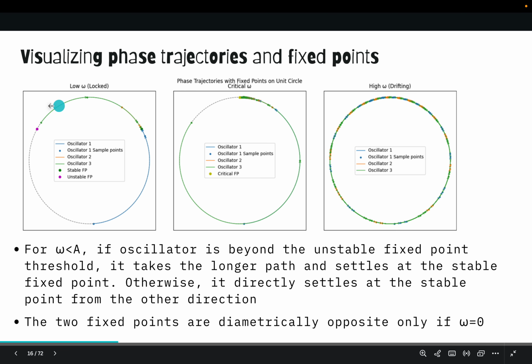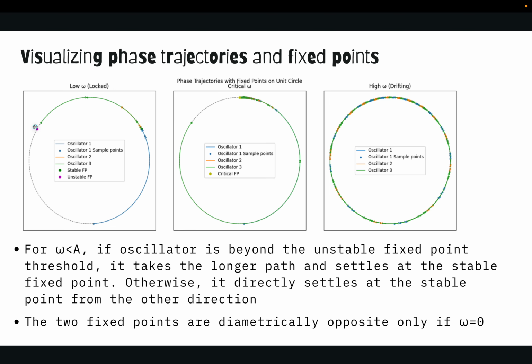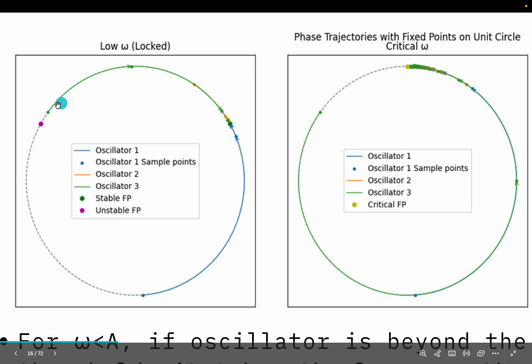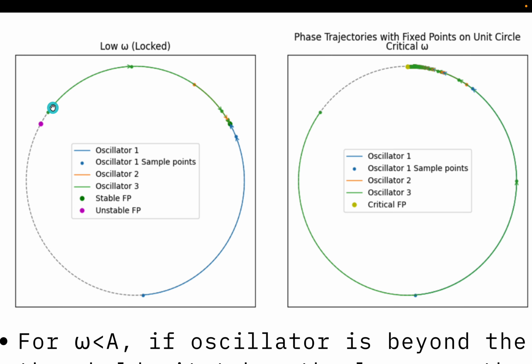For all other cases, there is no non-zero omega case where these two fixed points are diametrically opposite. So there will always be a shorter arc and a longer arc. If the oscillator lies in the shorter arc, it will directly converge to the stable fixed point. This is the stable and this is the unstable fixed point.